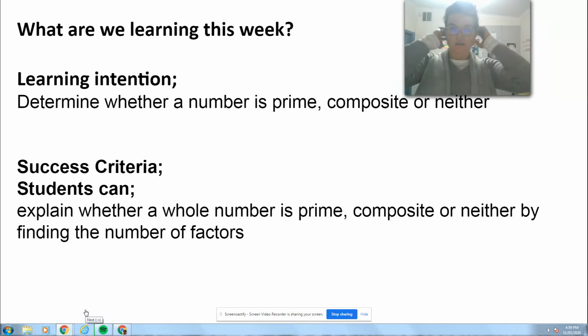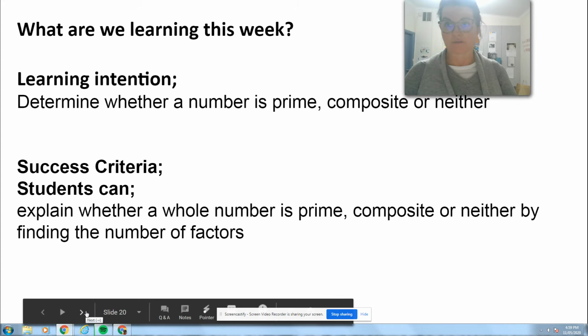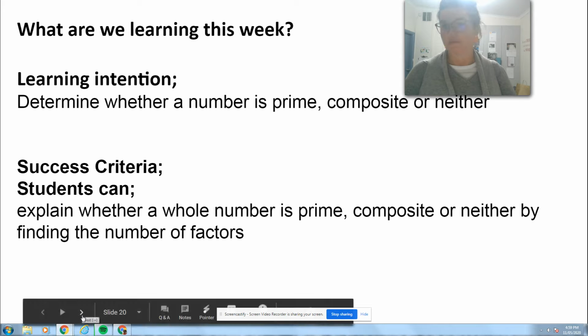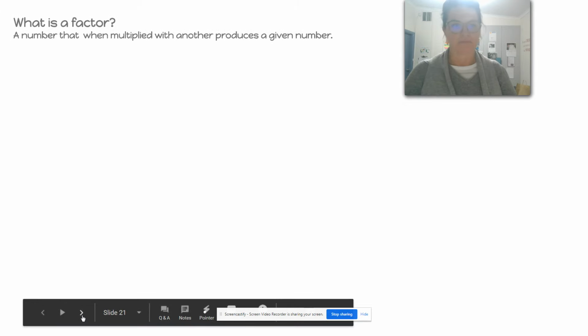Some of you are already all over it, and some of you still need some work, and that's fine. That's why I'm teaching you it. So if at the end of this week you can explain whether a whole number is prime, composite, or neither, I've done my job. So we're going to work on that today.